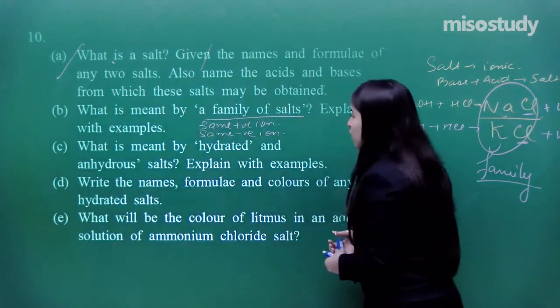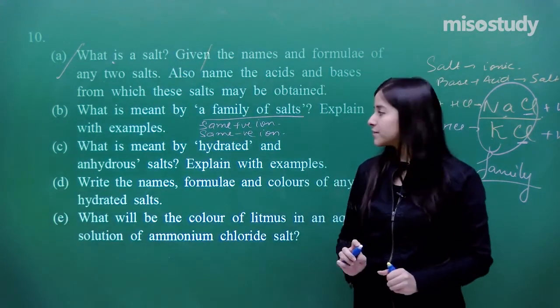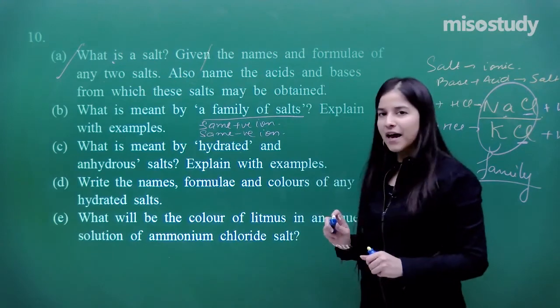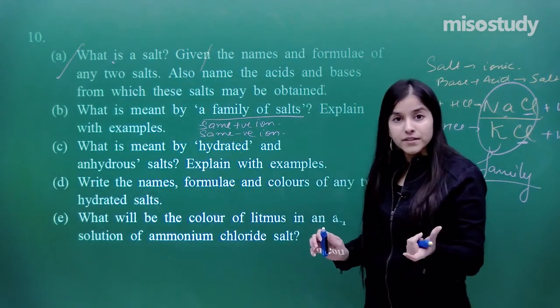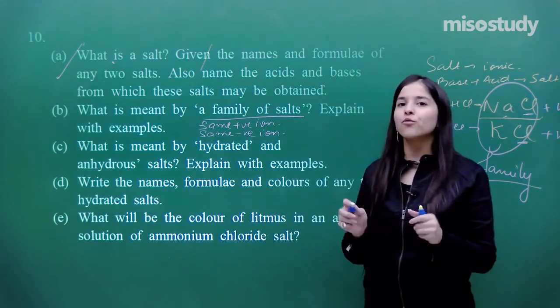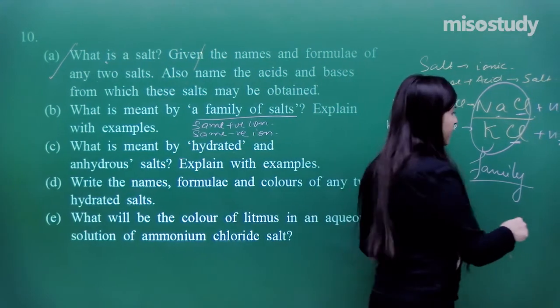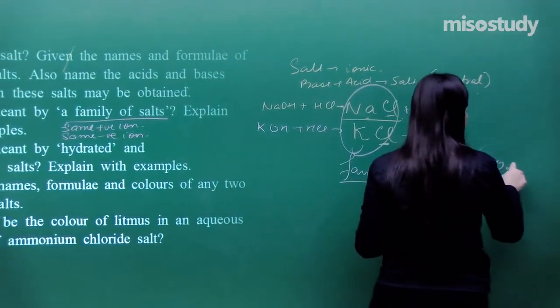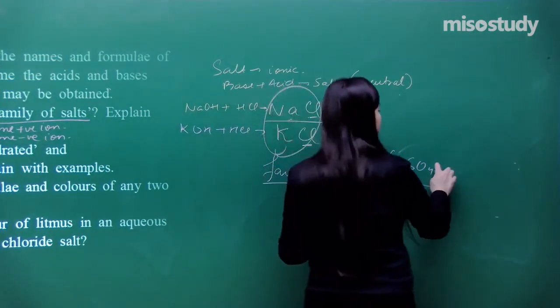Okay. What is meant by hydrated and anhydrous salts? I have told you ample amount of times about this. So hydrated means having some water molecules associated with it, but still they are solid. Anhydrous means no water molecules associated. Explain with the help of examples. I can. Copper sulfate anhydrous, having no water molecules associated, it will be whitish in color.